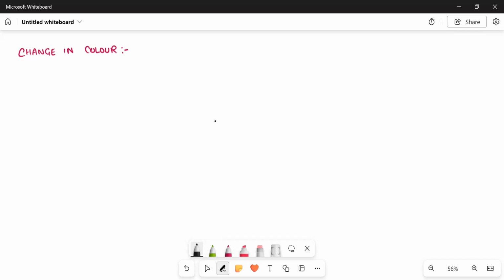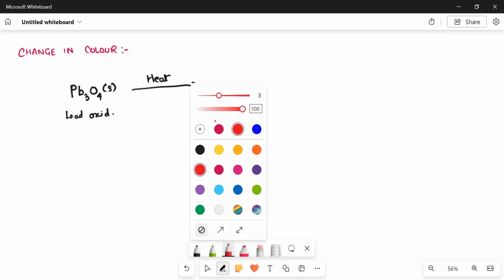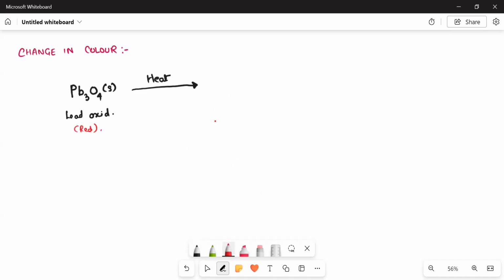Okay, let me give an example. I take this lead oxide, Pb3O4. Now this is solid in state. What am I doing to this? I'm heating it. See, I'm writing down the reaction, and the conditions are written above the arrow. What is this? This is lead oxide. The color of this lead oxide is red.